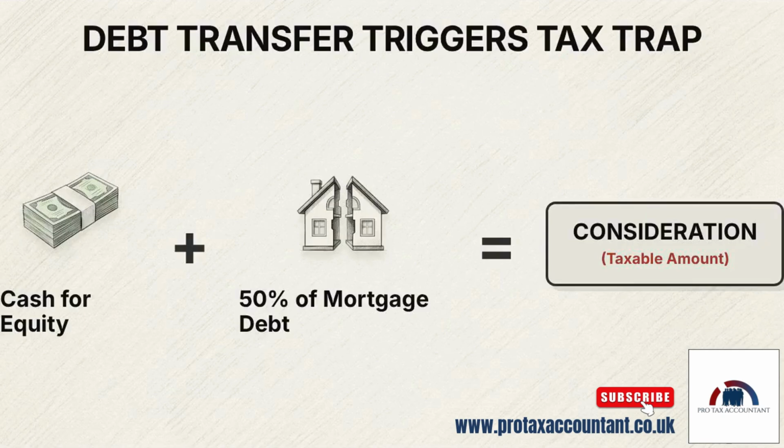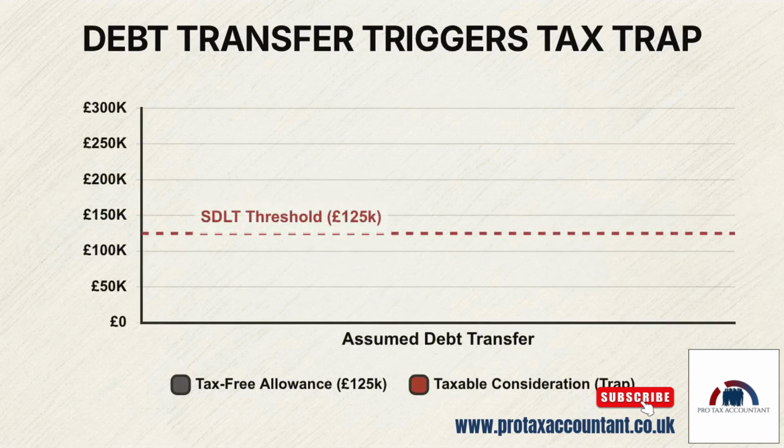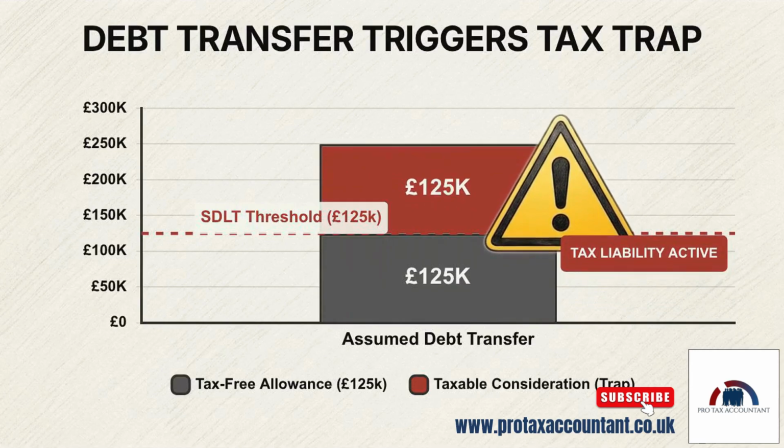This animated formula shows how HMRC calculates SDLT based on the consideration. The taxable amount, or consideration, equals any cash paid for the equity plus 50% of the outstanding mortgage debt. For example, if a property has a £500,000 mortgage, the new partner assumes £250,000 of that debt. This instantly pushes them over the £125,000 SDLT threshold, triggering a tax bill even if no physical cash changed hands.